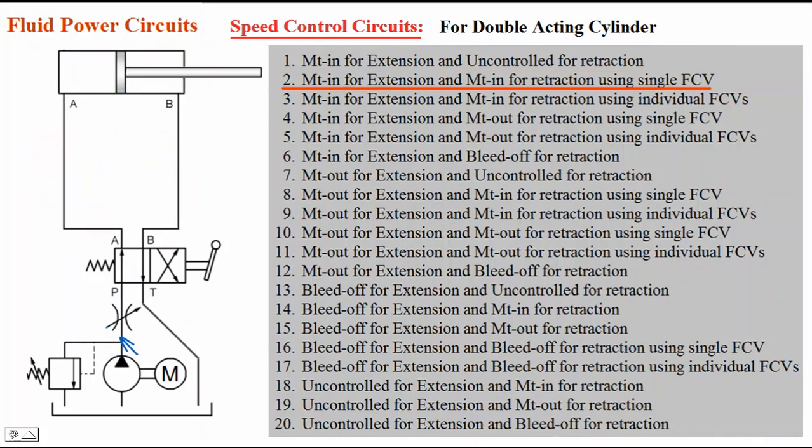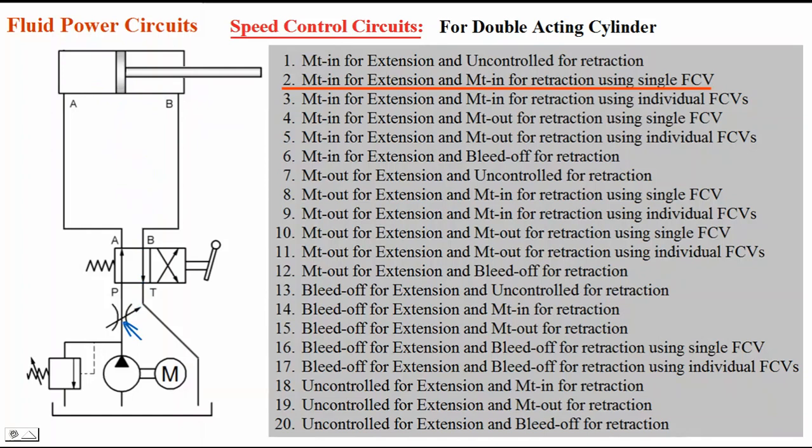Second circuit, meter in for extension and meter in for retraction. Meter in for both extension and retraction using a single flow control valve. Look here, I am keeping a flow control valve just at the outlet of the pump. It may be extension or it may be retraction, whatever it be, from the pump only oil has to flow to the cylinder. So that's why if we keep the flow control valve just at the outlet of this pump, then the flow is controlled. Only controlled flow is flowing to the cylinder during extension as well as during retraction. So that's why extension speed as well as retraction speed both are controlled with the help of only one single flow control valve here.